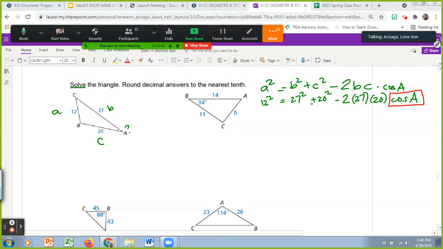So that means I have to subtract these. So 12 squared minus 27 squared. Why minus? Because I'm moving it. Minus 20 squared. But take note, this was multiplied to cosine A. So that means we have to divide by that one, right? So divided by negative 2 times 27 times 20. So that will be equal to cosine of A.